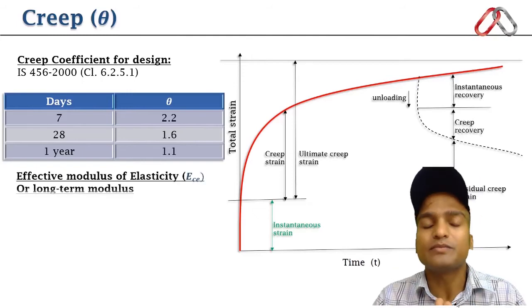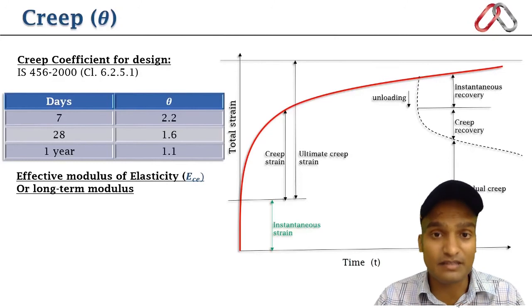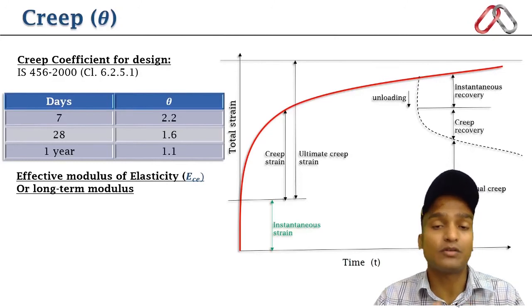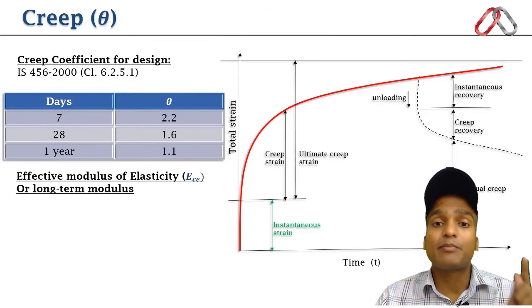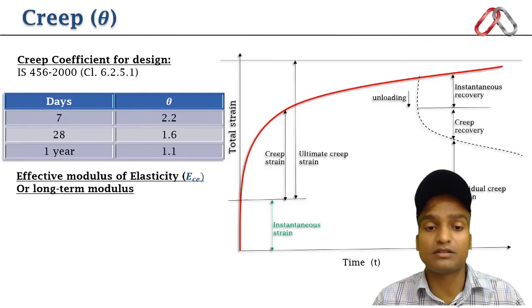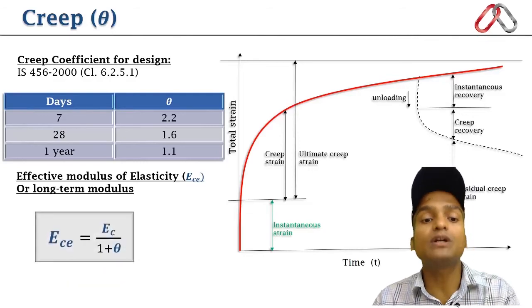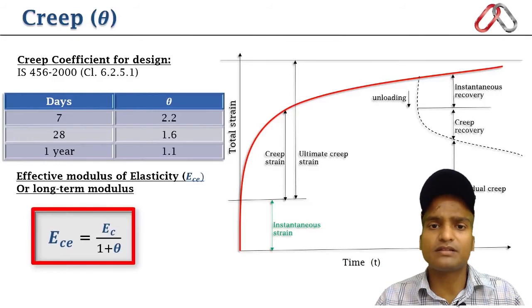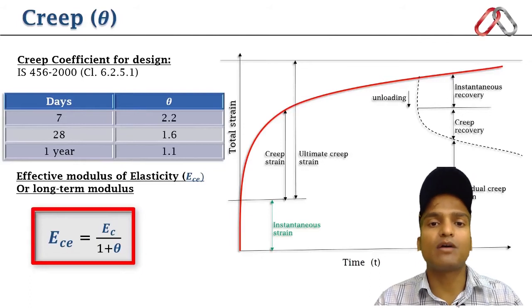So now comes the long term modulus of elasticity of concrete. अब आप अच्छे से समझ पाएंगे क्या होता है long term modulus of elasticity of concrete, and this is represented by capital ECE, which is also said as effective modulus of elasticity. And effective modulus of elasticity is equal to short-term modulus of elasticity EC divided by 1 plus theta. Theta is the creep coefficient.